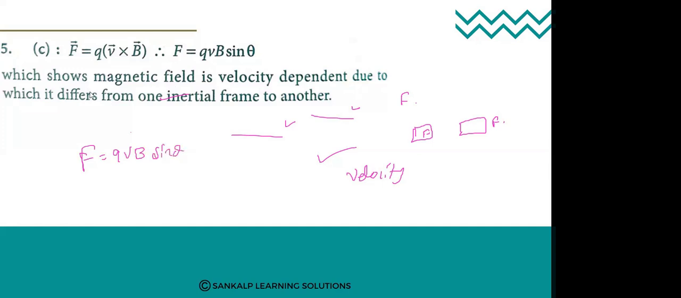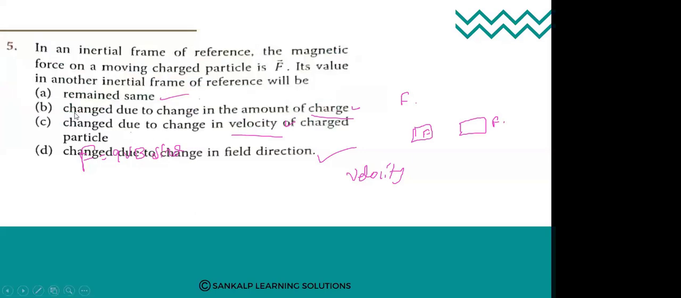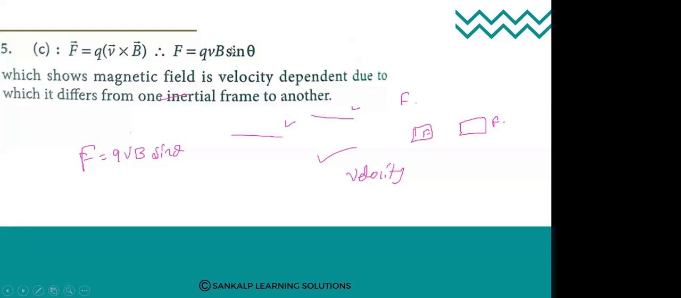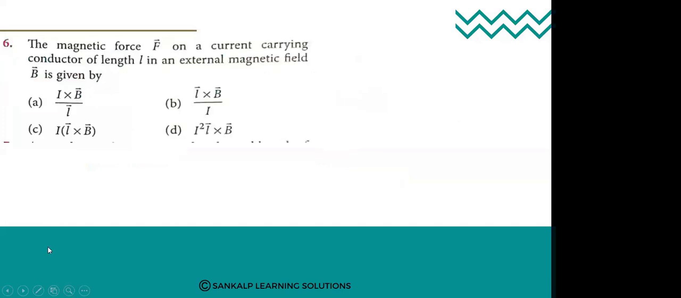So actually, see, this shows the magnetic field is velocity dependent, due to which it differs from one inertial frame to another inertial frame. Actually, it depends on charge also. See, it changes due to the change in the amount of the charge, because here it depends on charge also. So in general, what you can say is, if the frame of reference changes, the magnetic force value changes. Okay, moving towards the next question.